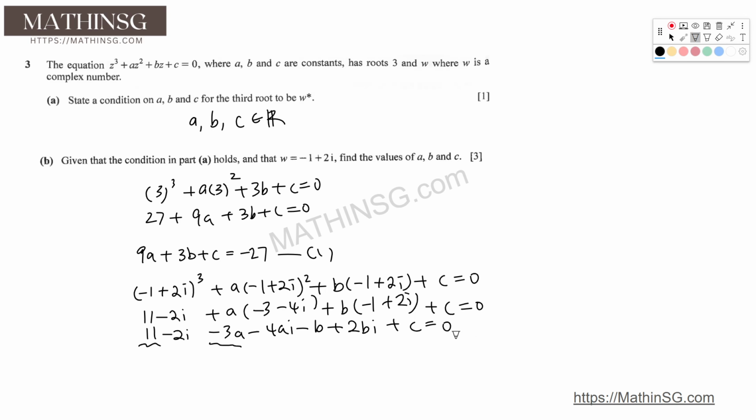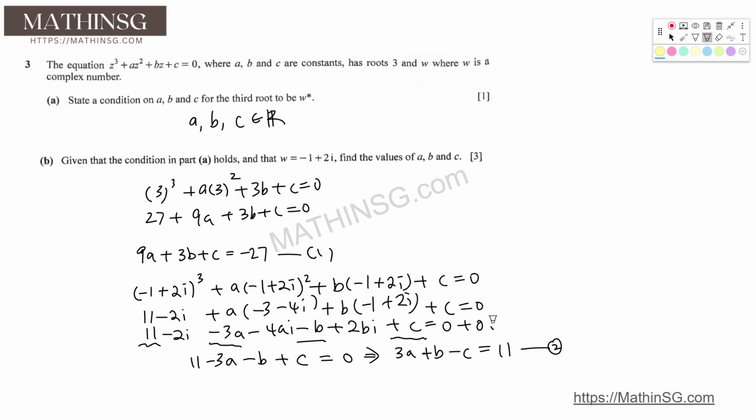So if you look at this part here is 0, right? So it's actually 0 plus 0i, right? So I know that 11 minus 3a, minus b plus c, these are all the real ones. I've underlined them. They are equal to 0. Remember we are going to use the GC to solve for a, b, and c. So I need it to be in the form where the GC can read. So I'll rearrange it into 3a plus b minus c equals 11. That's my equation 2.